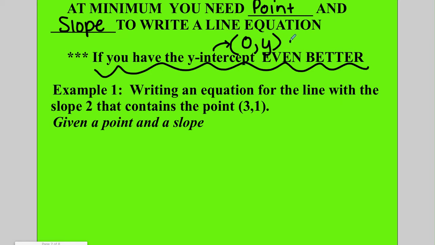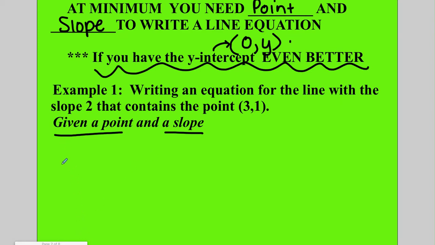All right, so here's our first example. It says, write an equation for the line with the slope of 2 that contains the point (3, 1). So I want you to note you were given a point and a slope. So if I'm given a point and a slope, then the most appropriate equation to use would be point-slope.